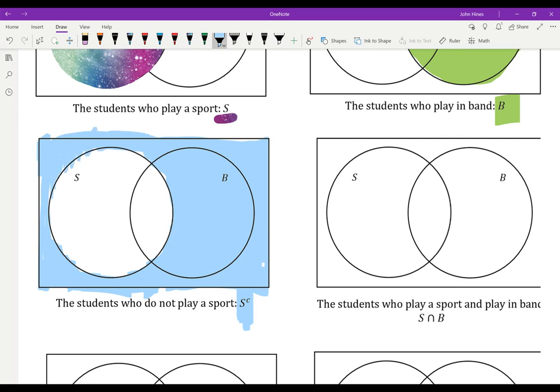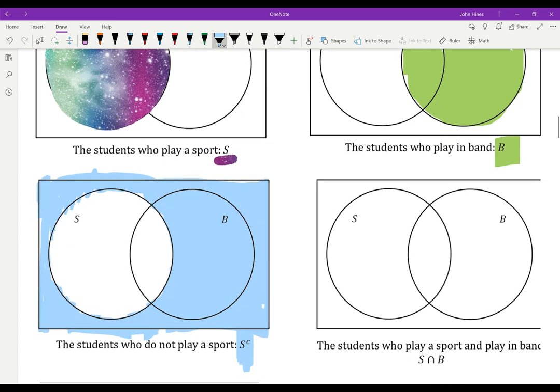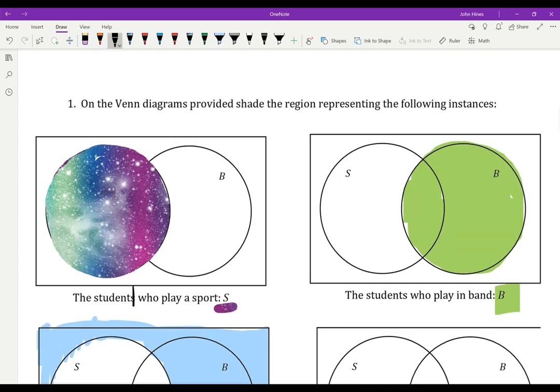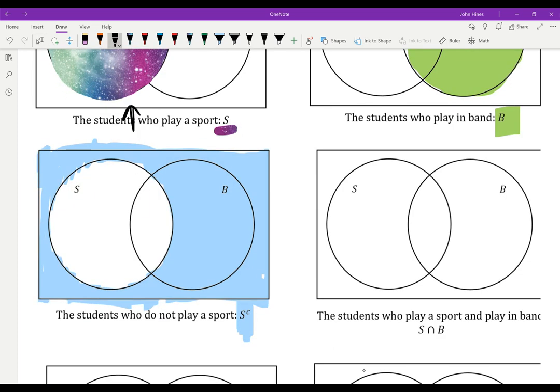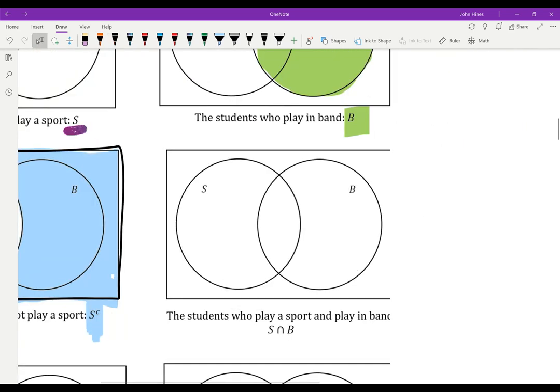And some of you right now are like, sir, you went over the lines. Sorry, I went over the lines. So the complement, look at these two. These two here complement each other. This is sports. This is not sports. If you put them together, what do you get? You get everybody when you put those two together.